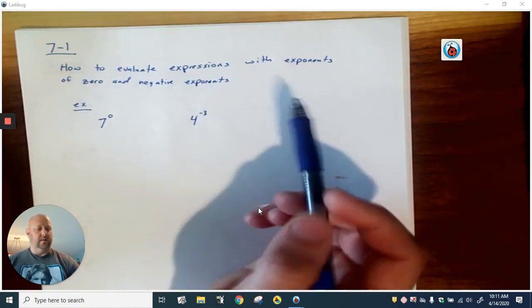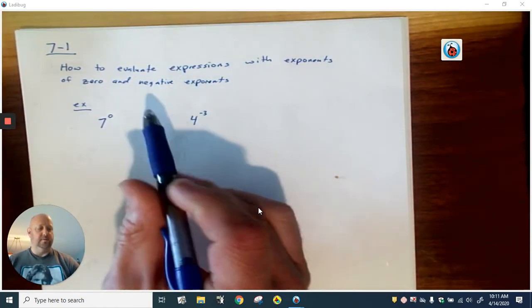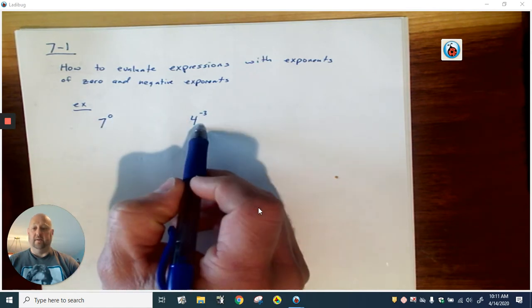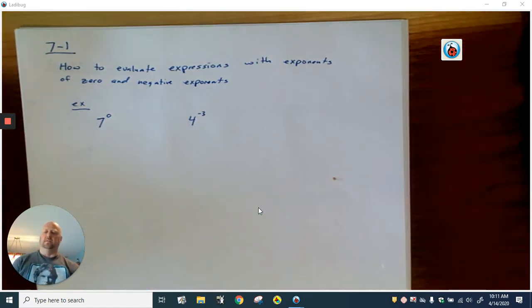how to deal with, or how to evaluate, expressions with exponents of zero and negative exponents. Okay, so that's really the goal here: when we see an exponent with a zero or an exponent with a negative, how do we handle that?